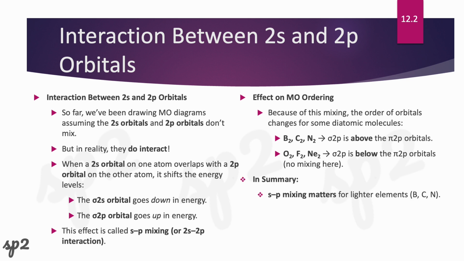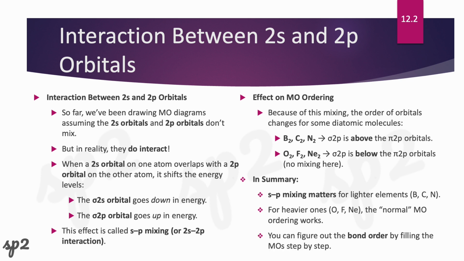So in summary, the sp mixing matters for the lighter atoms, boron, carbon, and nitrogen, right? But if you look at the heavier ones, such as oxygen, fluorine, or neon, they're going to be normal, right? And we can always figure out the bond order by filling the MOs step by step, okay? Cool.